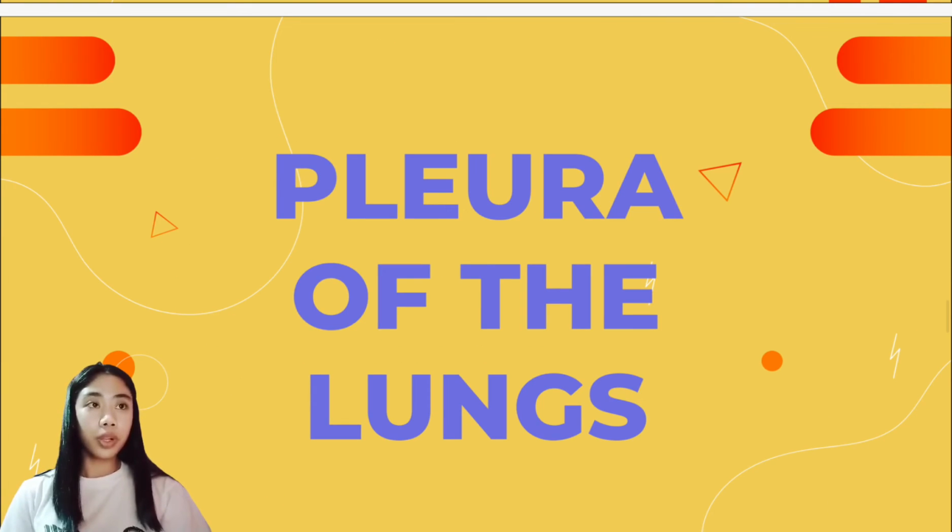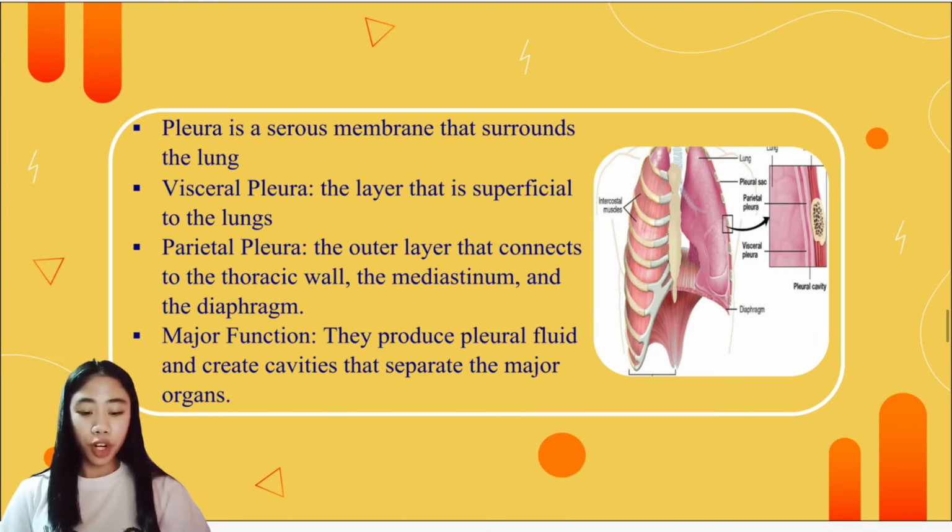So the pleurae perform two major functions. They produce pleural fluid and create cavities that separate the major organs. Pleural fluid is secreted by mesothelial cells from both pleural layers and acts to lubricate their surfaces. This lubrication reduces friction between the two layers to prevent trauma during breathing and creates surface tension that helps maintain the position of the lungs against the thoracic wall.